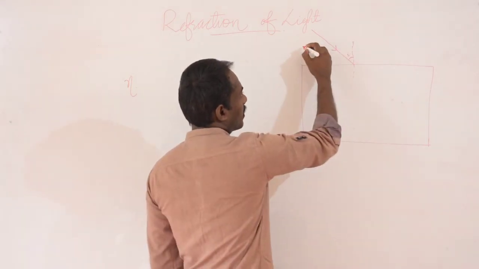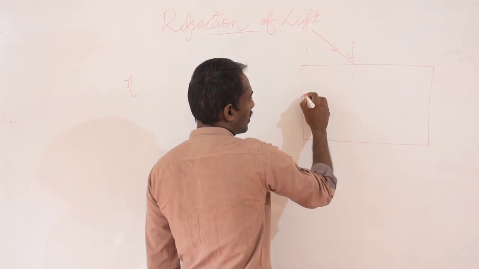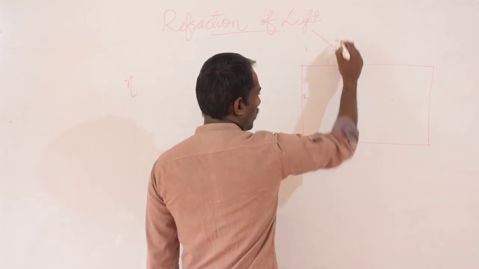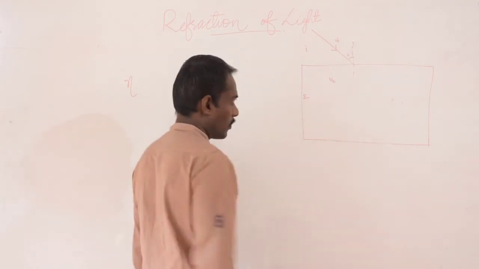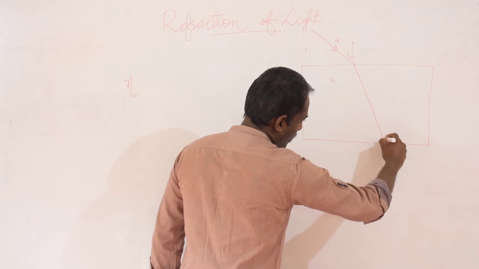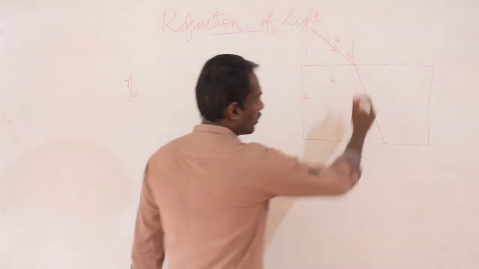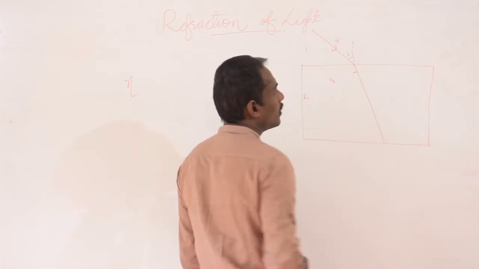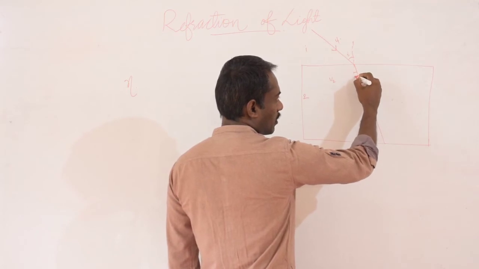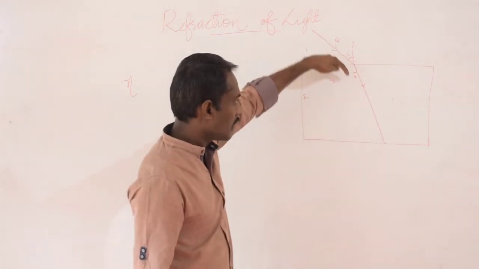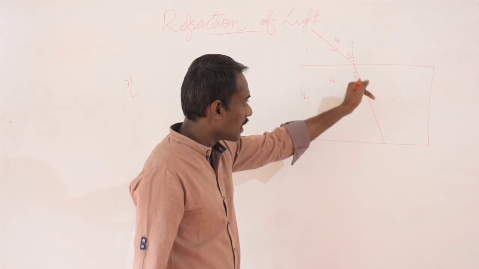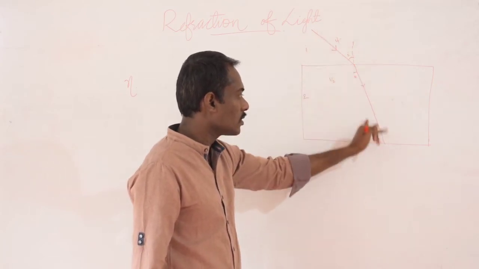Let the air be taken as medium 1 and the glass as medium 2. The speed of the light in medium 1 is V1 and the speed of light in medium 2 is V2. As it enters the glass, the direction of propagation changes like this. Now this is the angle between the normal and the refracted ray, that is r. So we have the angle of incidence and the angle of refraction. See, the direction of the light changes as it enters into the glass.